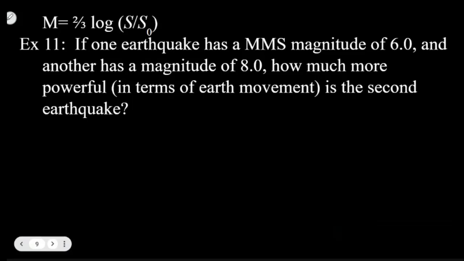So for the first one, we would have M equals 2/3 log. Oh wait, our magnitude is the M, so we need to put in the 8 or the 6 there. 2/3 log of capital S over S sub 0. And I'm going to leave the S sub 0 as S sub 0 for now, and I think it's going to go away, but we'll find out. If we're trying to get this S right here by itself, what do we have to do first?